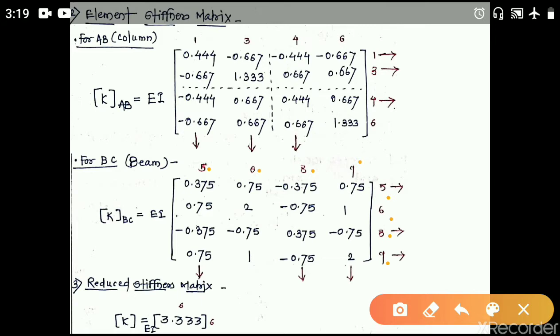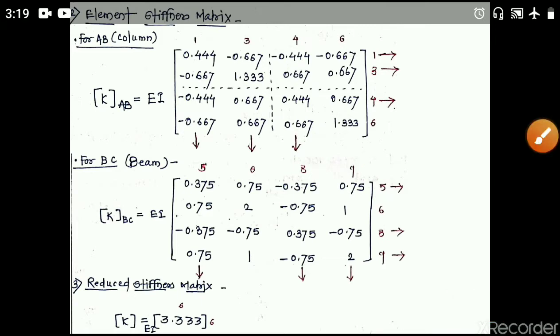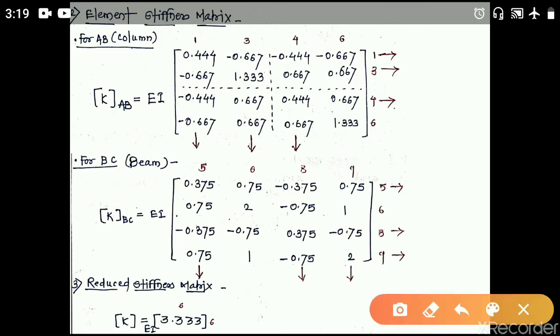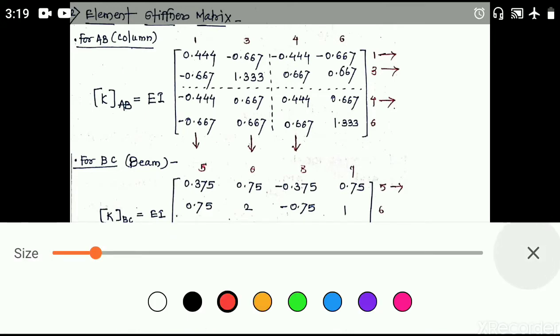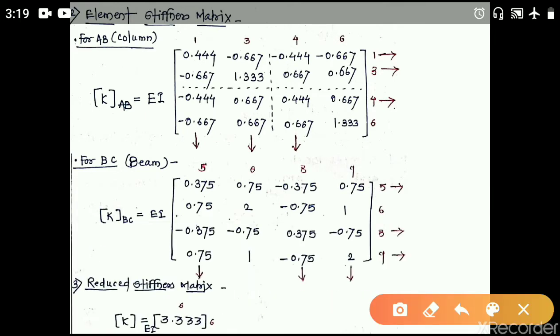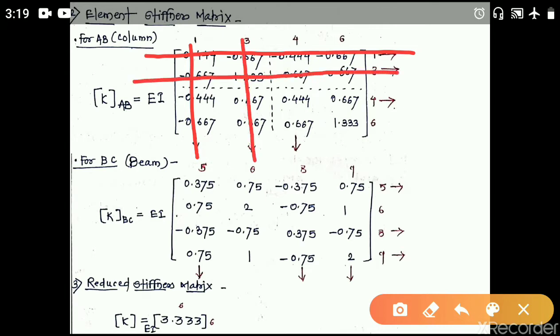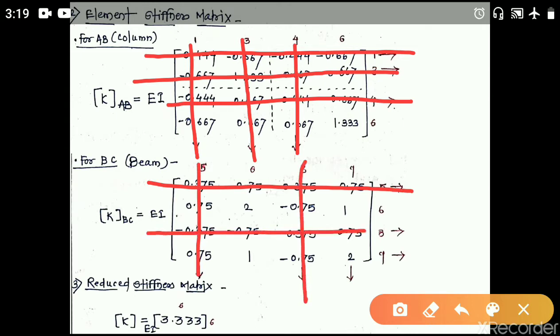After completing this, impose the boundary conditions. The boundary conditions are written in the first step only. Number 1 is 0, so delete the row and column corresponding to 1. Number 3 is 0, delete the row and column corresponding to 3. Number 4 is 0, number 5 is 0, 8 is 0 and 9 is 0.